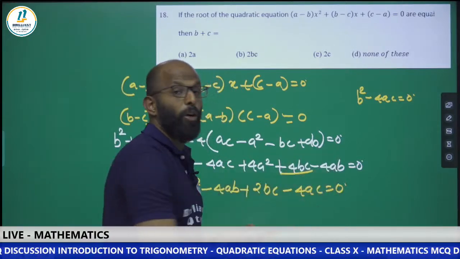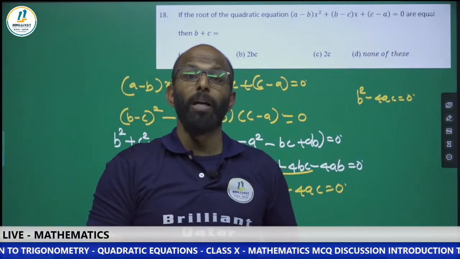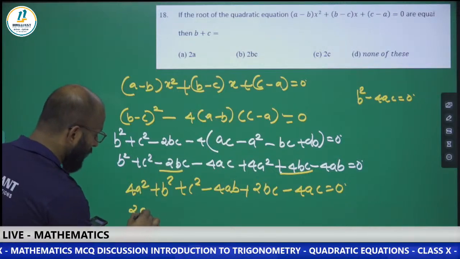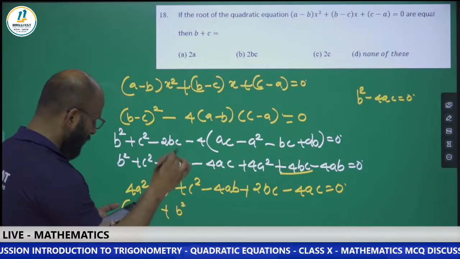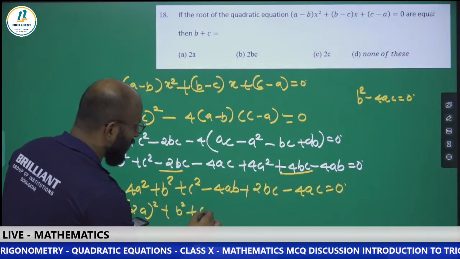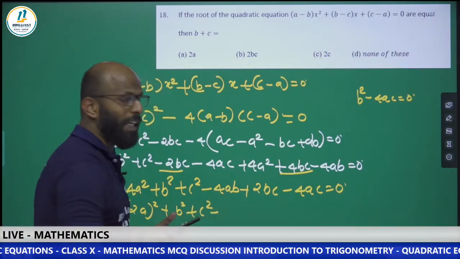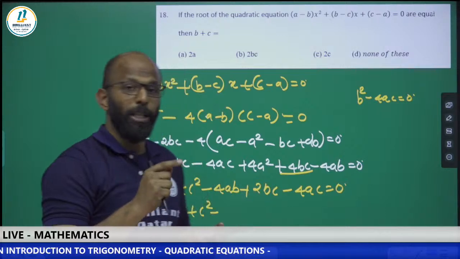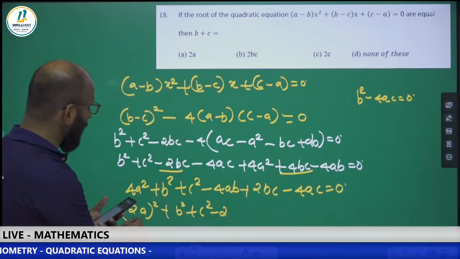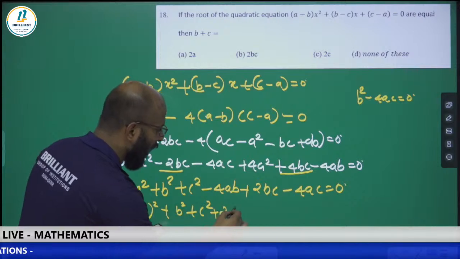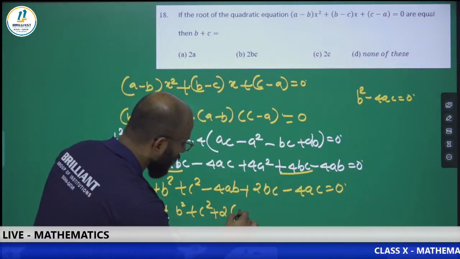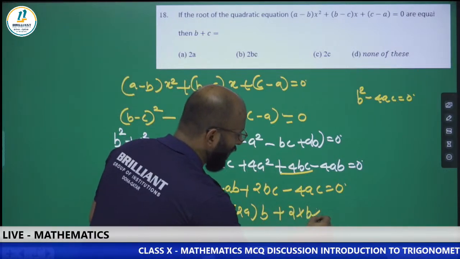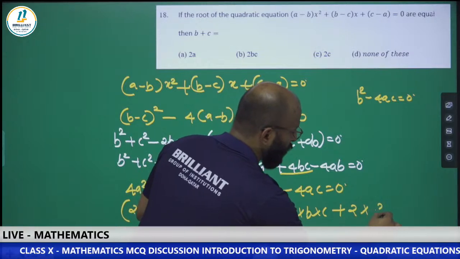This one, grade 9 concept, we need the a plus b plus c whole square identity. So we can check how we can solve this one. 4a square we can write as 2a the whole square, plus b square plus c square minus 4ab. You know what a plus b plus c whole square is? A square plus b square plus c square plus 2ab plus 2bc plus 2ca. So here our a value is 2a only, so 2 into 2a into b plus 2 into b into c plus 2 into 2a into c.